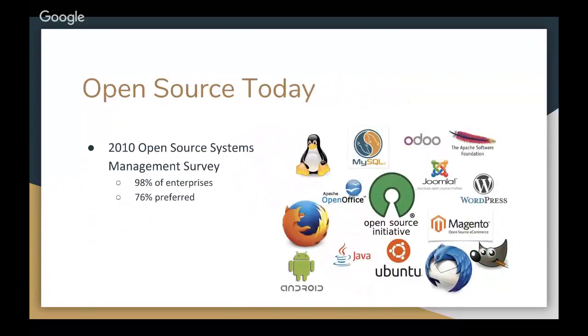So where is open source today? A 2010 Open Source Systems Management Survey that was conducted over nearly 4 years said 98% of enterprises use some sort of open source software in regular business. It also said that 76% of enterprises preferred to use open source whenever it was possible. And in this picture, you can see a couple of the other big open source programs. Obviously, there's the OSI, Open Source Initiative, Java, and MySQL are three more big ones.